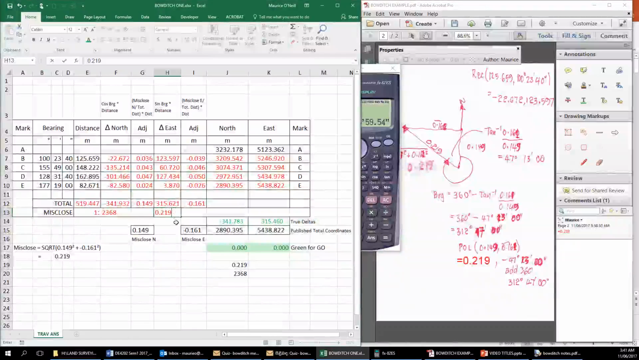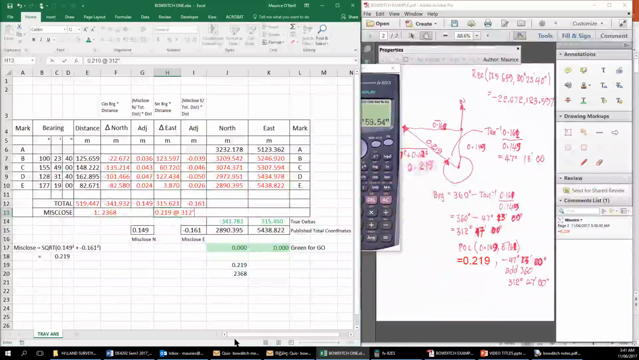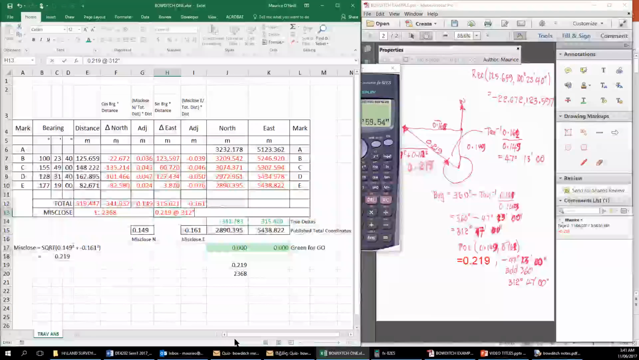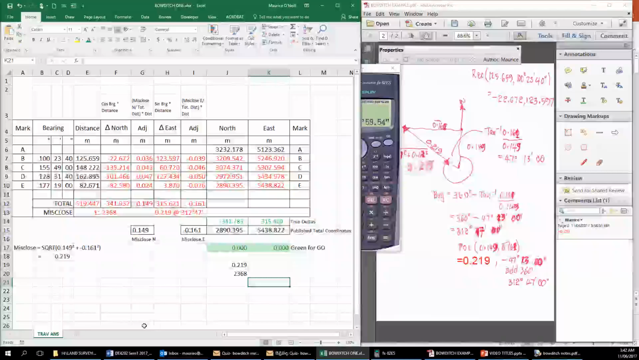So we get 0.219, and then I'll put 312 degrees, out 248. Hold down the out key, and push 248, and 47 minutes. Okay, and that's pretty much it. That's it, all sorted.